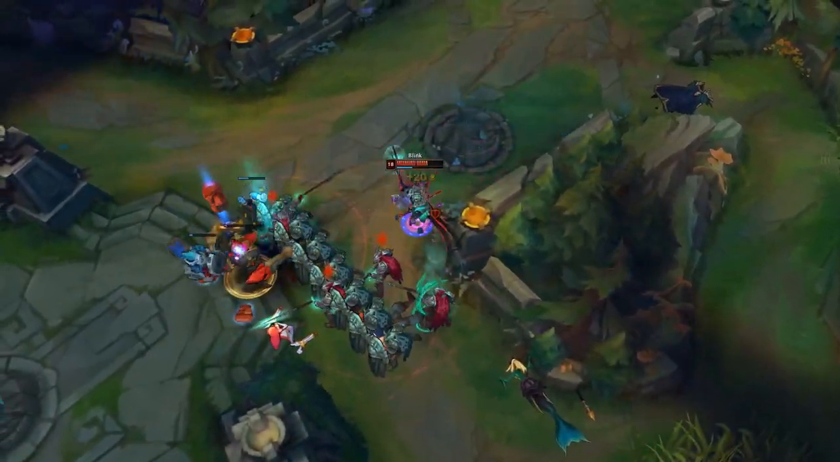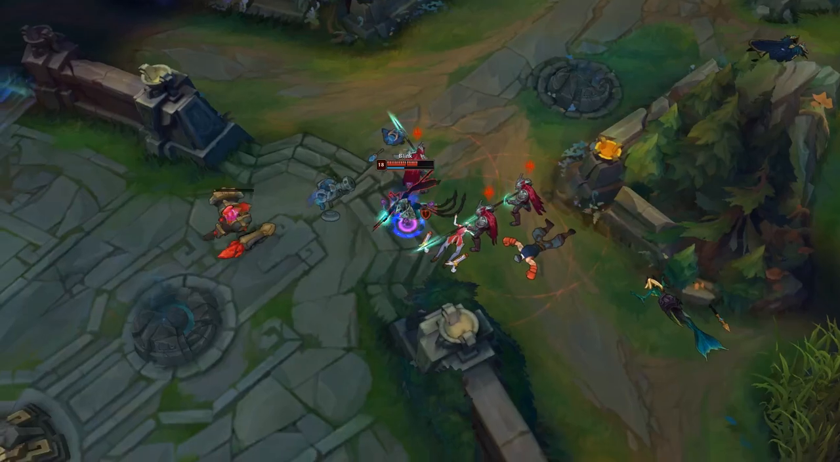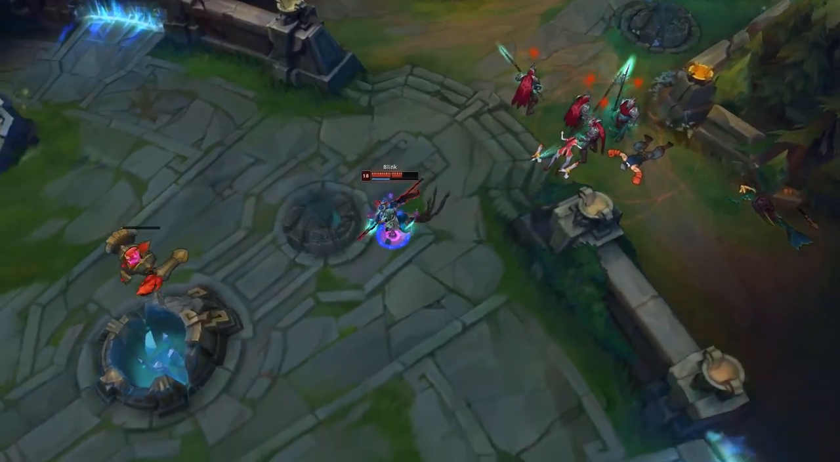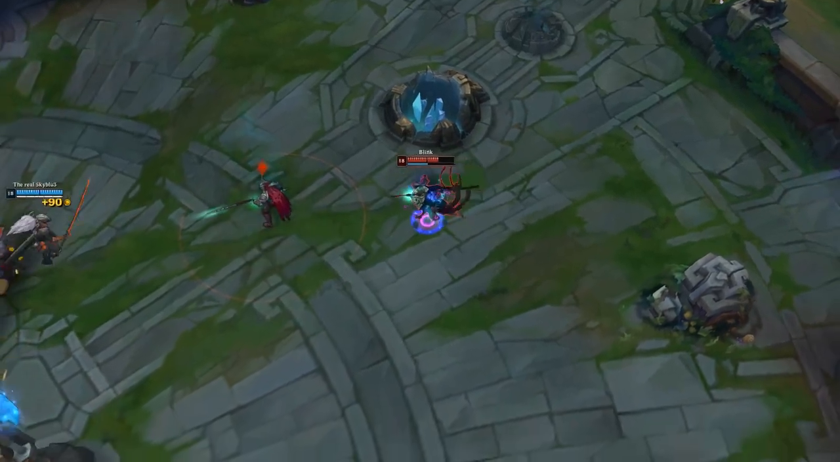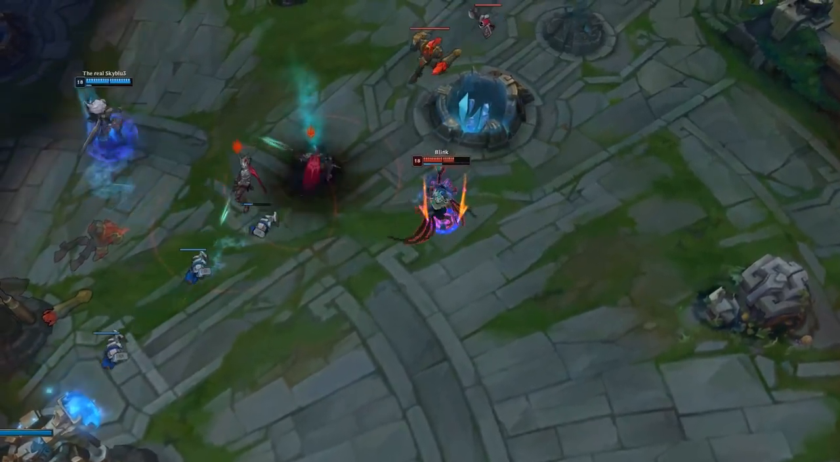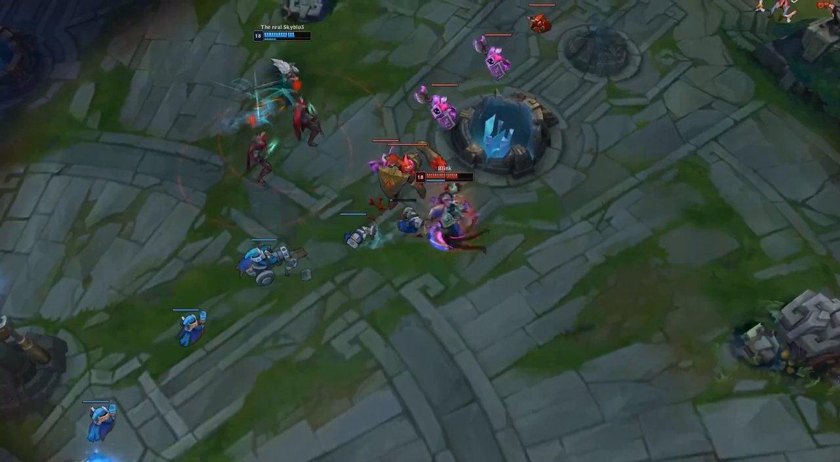For example, preparing to flash a Thresh hook, or expecting a flash ultimate from the enemy Malzahar and having your QSS ready. These mental representations will allow you to act much quicker when these situations happen than if you didn't expect them to happen at all.